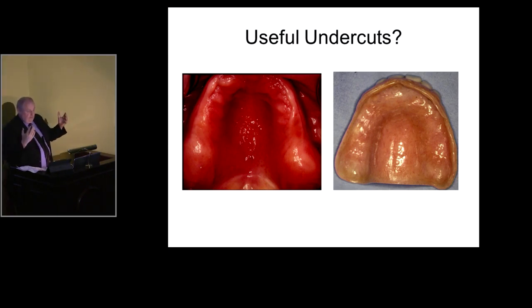So the solution, you can do surgery, or you can use a path of insertion where you might come in from one side with the denture, in like that to that undercut, and then rotate up. So use of undercuts can really help.